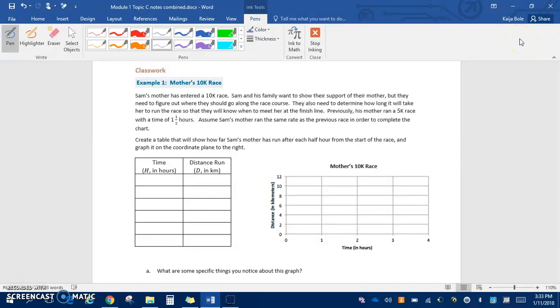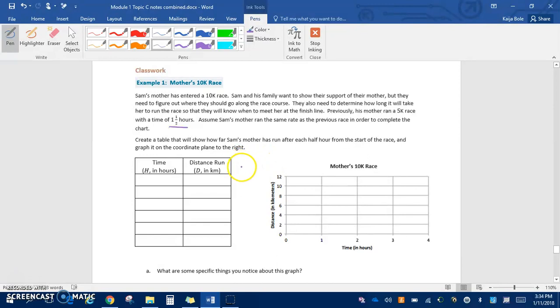It says that Sam's mother has entered a 10K race. Sam and his family want to show their support of their mother, but they need to figure out where they should go along the race course. They also need to determine how long it will take her to run so that they will know when to meet her at the finish line. Previously, his mother ran a 5K race with a time of 1.5 hours. Assume Sam's mother ran the same rate as the previous race in order to complete the chart.